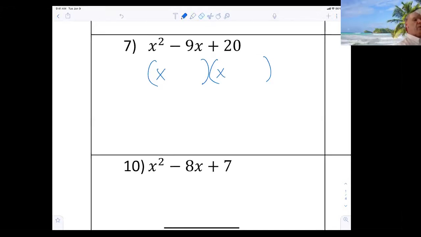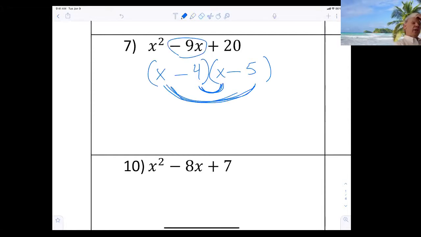And please, everybody do the little smiley face to start out, because I want your brain to say that's 4x, and that's how much? 5x. So I need -9. So if I need -9, they're both going to be what? Negative. And then you can just double check yourself. -4 and -5 makes -9. And then, of course, -4 times -5 is the positive 20, and x times x is your x squared.